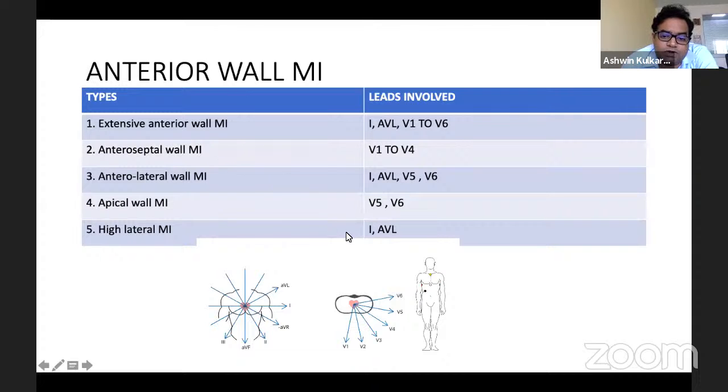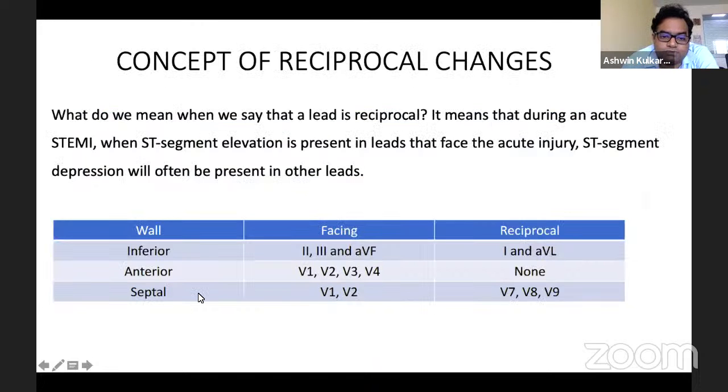Anteroseptal, where there is the anterior part of the heart and also the septal part, involves V1, V2, V3 and V4. Anterolateral, as evidenced by the lateral leads, that is 1, AVL, V5 and V6. Apical wall MI, where only the apex of the heart is involved, shows ST changes in leads V5 and V6. High lateral MI, in a few patients, involves only lead 1 and AVL. This localization is important for us to know and prognosticate the MI of the left ventricle.